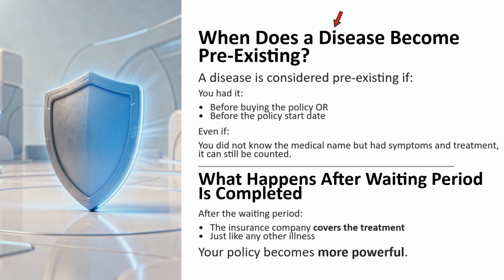Now we will see when does a disease become pre-existing. A disease is considered pre-existing if you had it before buying the policy or before policy start date. Even if you did not know the medical name but had symptoms and treatment, it can still be counted.